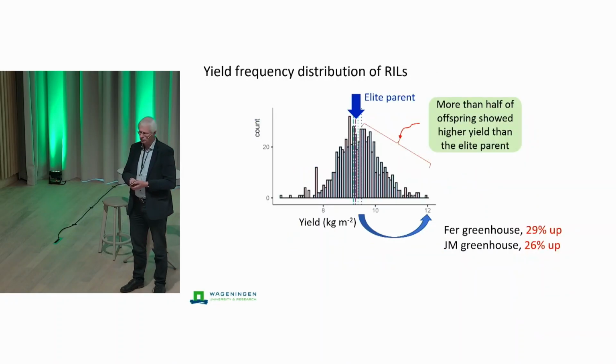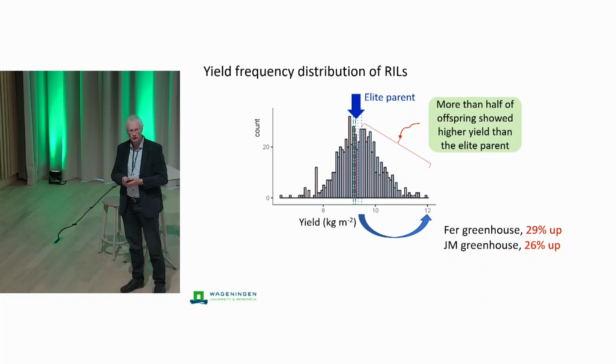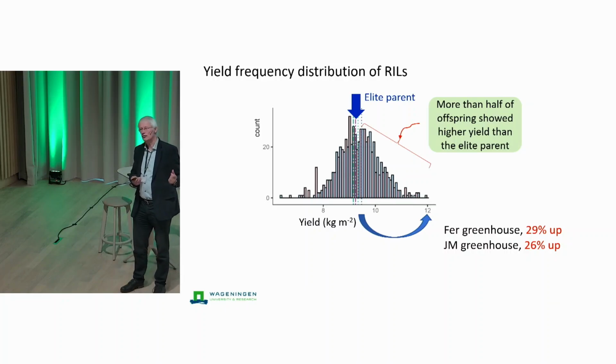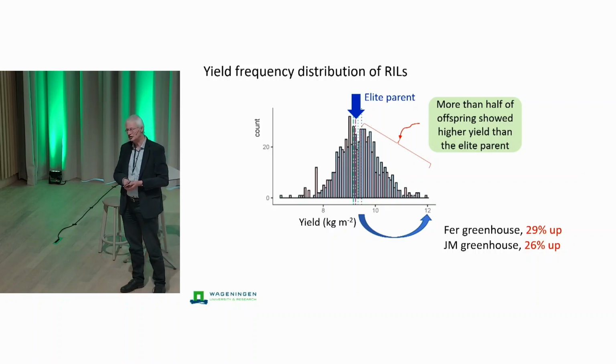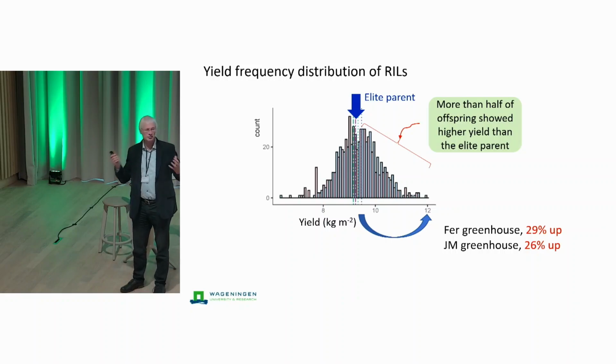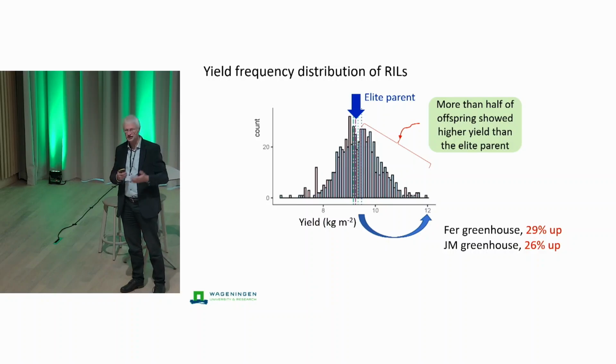What was also quite surprising for me is that in the Dutch study, there were some RILs with a higher yield than the elite parents, but not too many. But in the Spanish population and in the Spanish environment, remember I talk about Dutch and Spanish, but that's not only the location, that's also the set of RILs, which was different. So it's always the combination of these two. But in these Spanish experiments, about 50% of the RILs had higher yields than the elite parent. And I think that's exceptionally high.